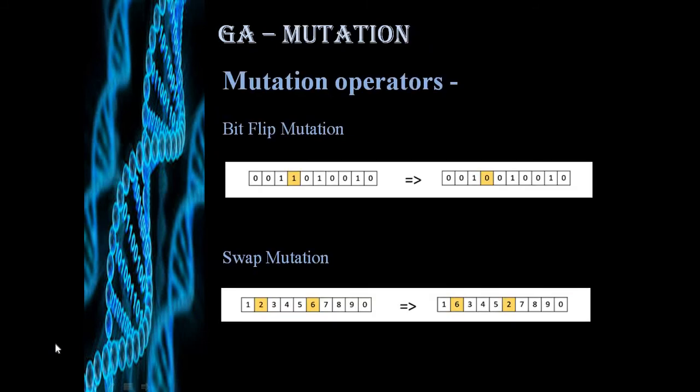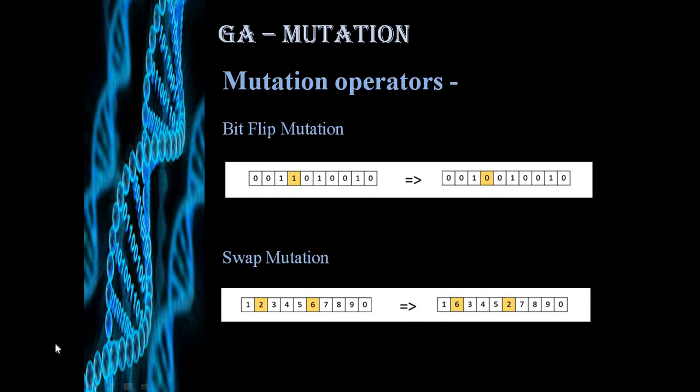Then genetic algorithm mutation. Mutation is the part of the genetic algorithm which is related to the exploration of the search space. Mutation is essential to the convergence of the genetic algorithm, while crossover is not essential. And here we are going to see some of the mutation operators.